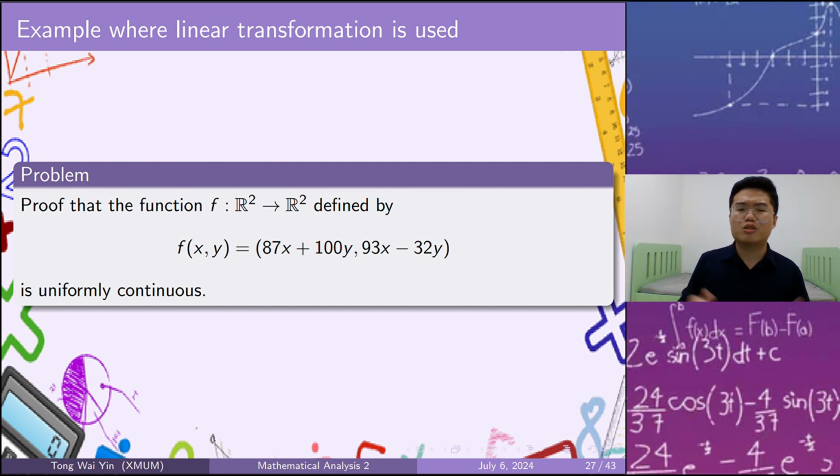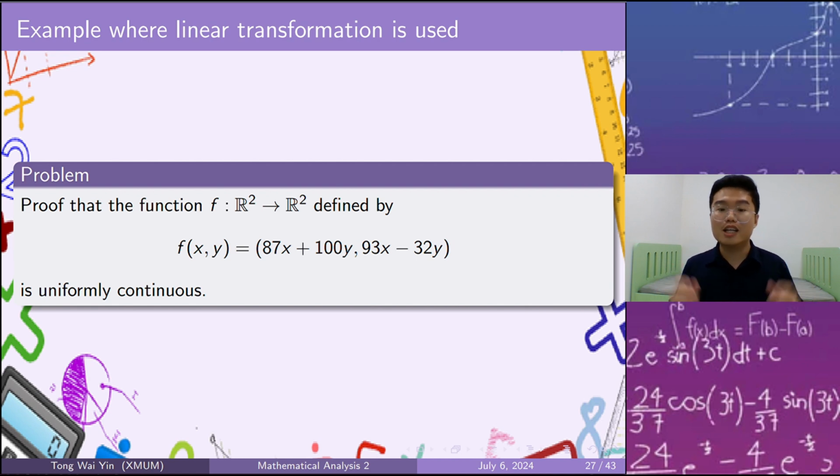Now, let's prove that the function f from R2 to R2 defined by f(x, y) with first component 87x plus 100y and second component 93x minus 32y is uniformly continuous. Instead of using the traditional way, which uses the definition of uniform continuity and finds the delta for each epsilon, which can sometimes be quite complicated, we can use an easier approach: showing that this function is a linear transformation. Now, let's show that this function is a linear transformation.